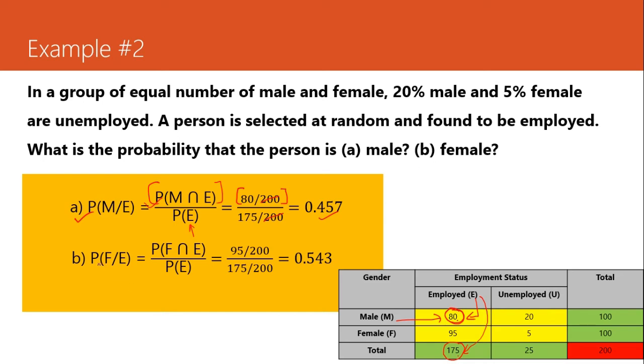Second question, quite similar. Probability of female given employed. So F intersection E divided by probability of E. Now we are interested in F intersection E. So this is female and this is employed. F intersection E means 95. So 95 divided by 200 is the probability of this expression, and probability of employed is like the previous one, 175 by 200. Again 200 is eliminated, and the answer is 0.543. This is how you solve such types of problems.